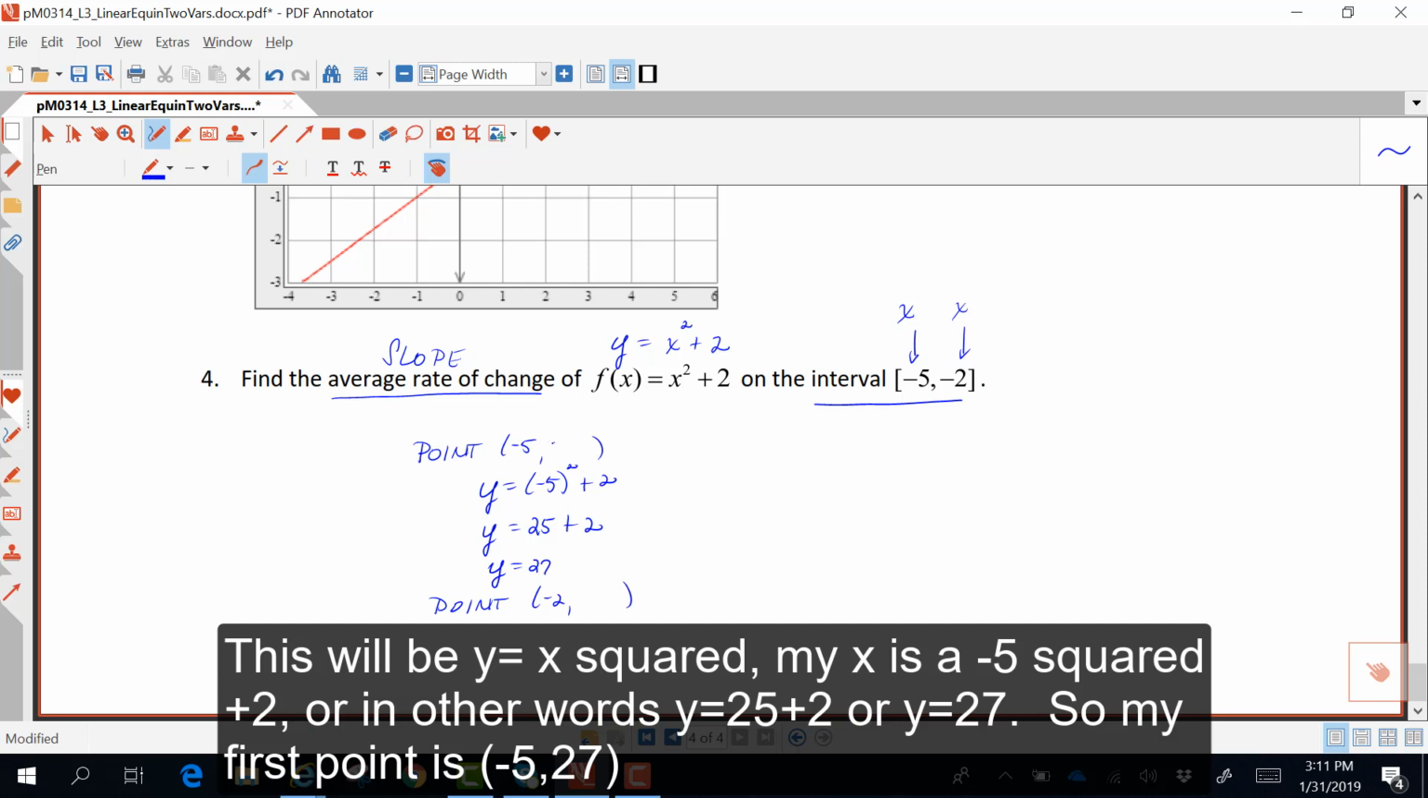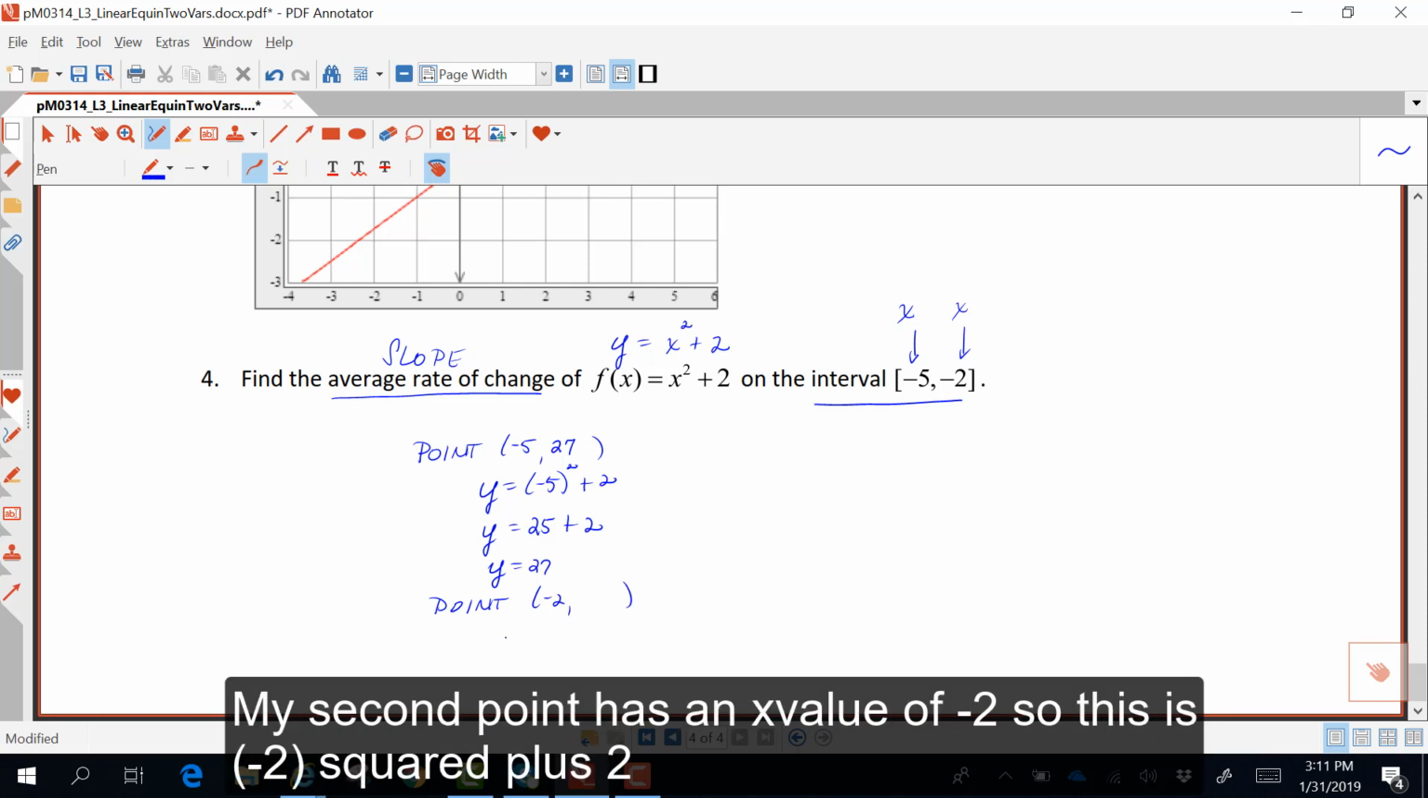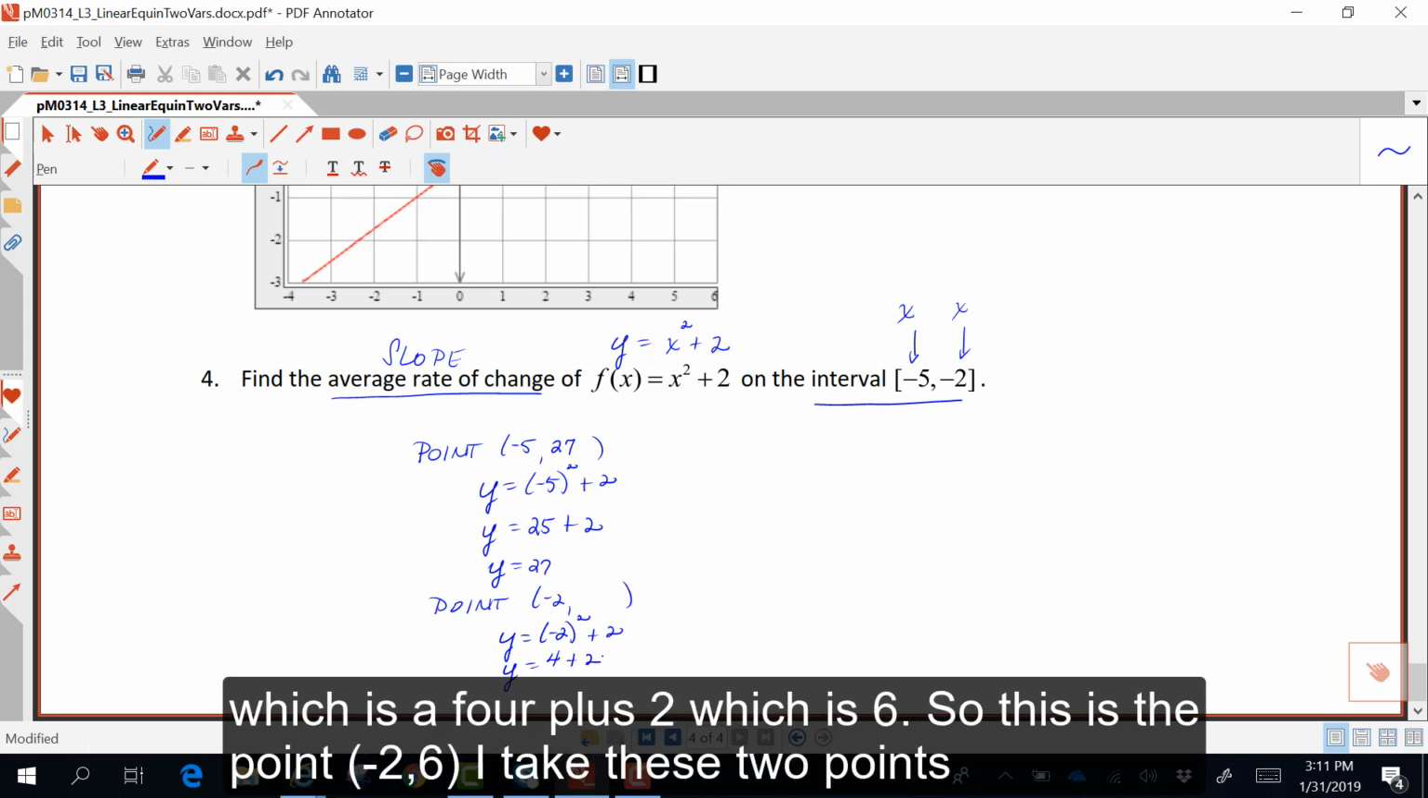So my first point is a negative 5, 27. My second point has an x value of negative 2, so this is negative 2 squared plus 2, which is a 4 plus 2, which is 6. So this is the point negative 2, 6.